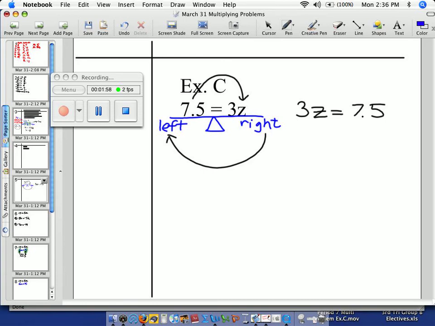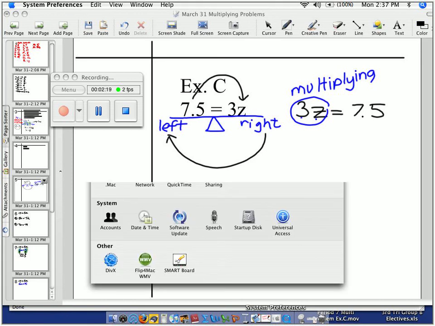The inverse operation of multiplying. Right here is multiplying, folks. Even though there is no multiplying sign, when you have a coefficient next to a variable, that means multiplying. So the opposite of multiplying is division. So here I go.